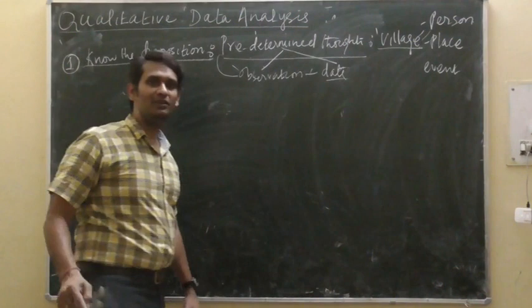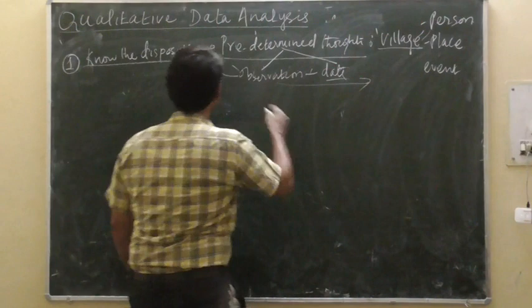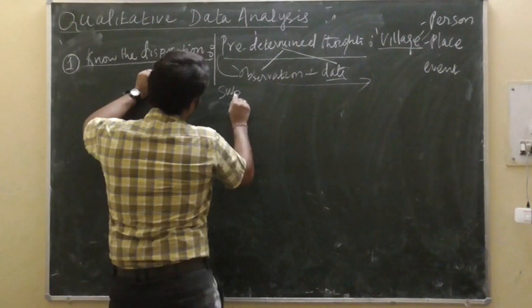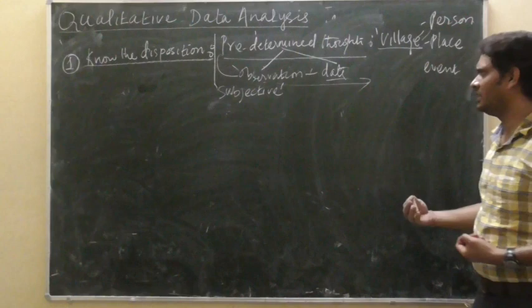So that means it will lead to invalid conclusions. That's the reason that most of the time there is a criticism that this unchecked disposition may lead to a subjective disposition, which may lead to subjective thinking, or it may result in bias.